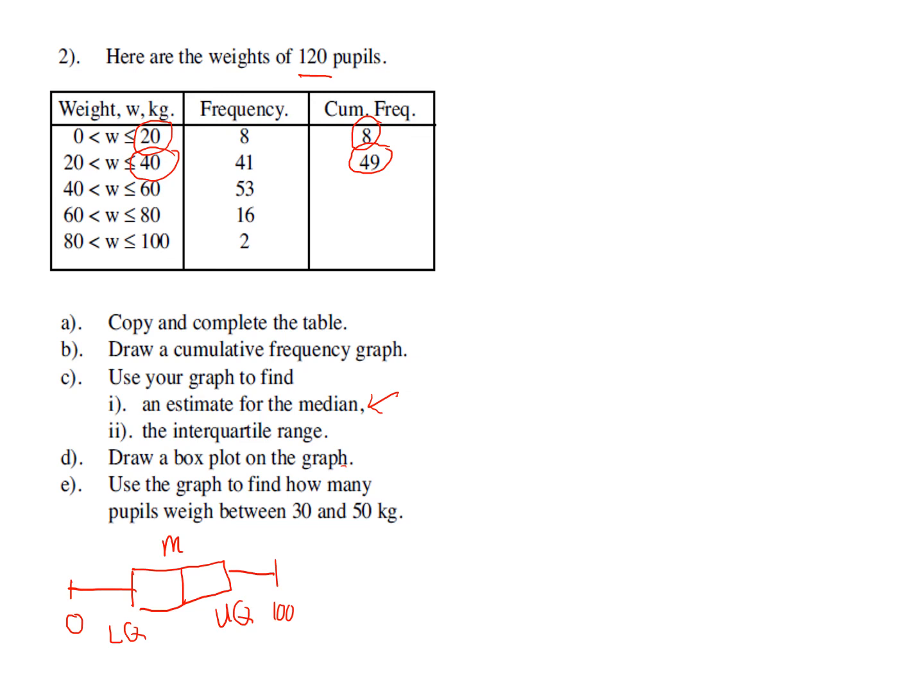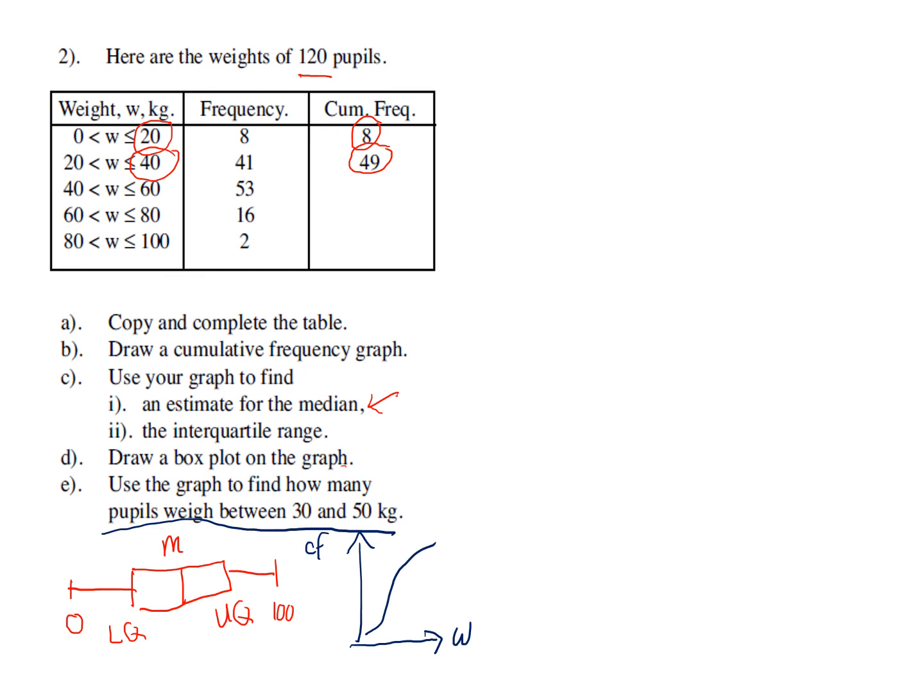Now the last part of the question. You use the graph to find out how many pupils weigh between 30 and 50. So I've got my graph drawn with my weight along here, my cumulative frequency up here. My graph is going to look something like that. How many pupils weigh between 30 and 50?